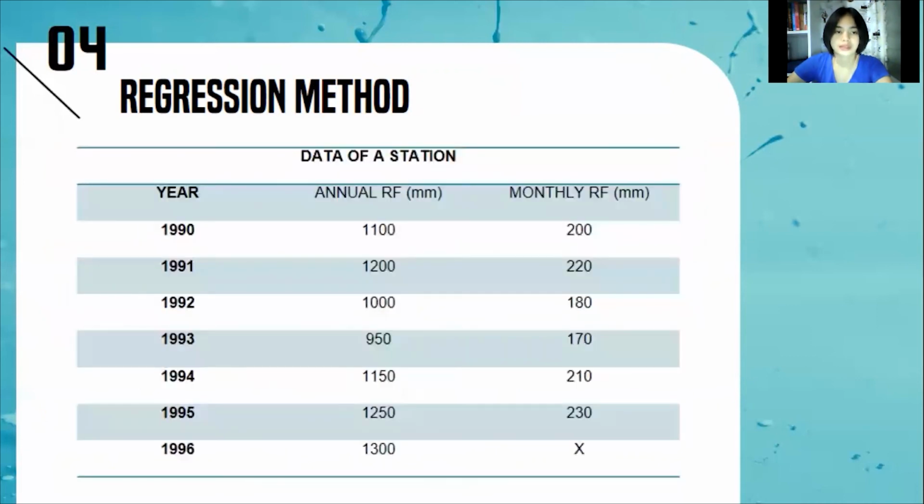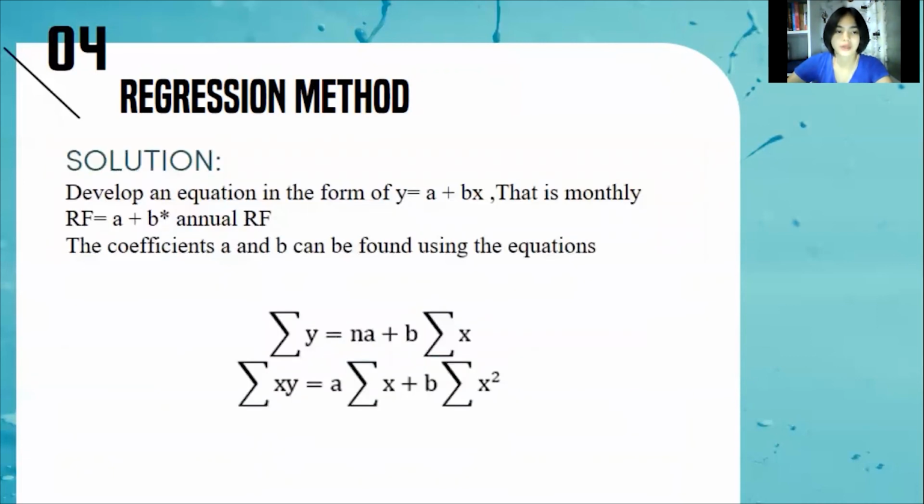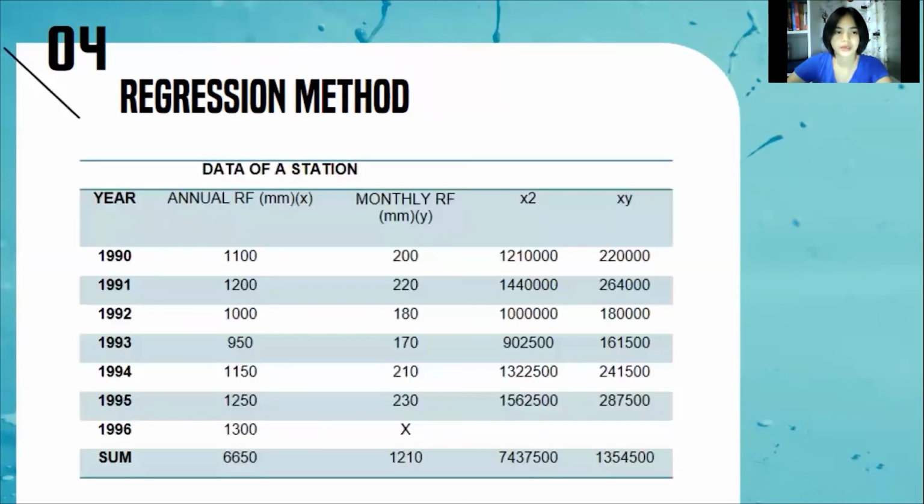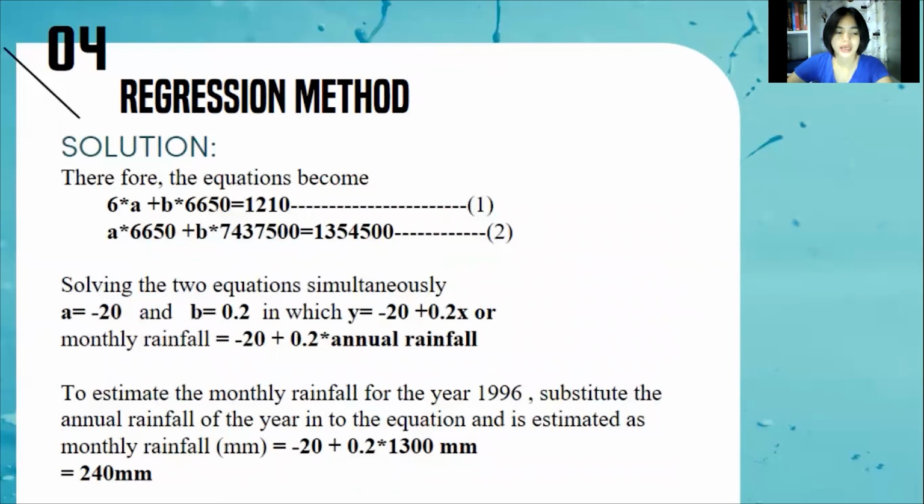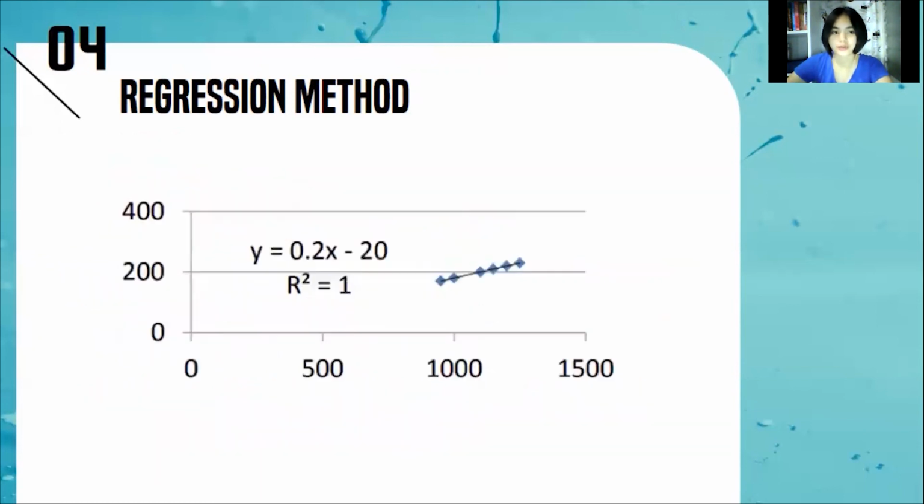Example, the data. So the solution: develop the equation in the form of y equals a plus bx. This is the monthly rainfall. The coefficients a and b can be found using these equations. Solution: to estimate the monthly rainfall for the year 1996, substitute the annual rainfall of the year in the equation and estimate the monthly rainfall in millimeters. So we have 240 millimeters.